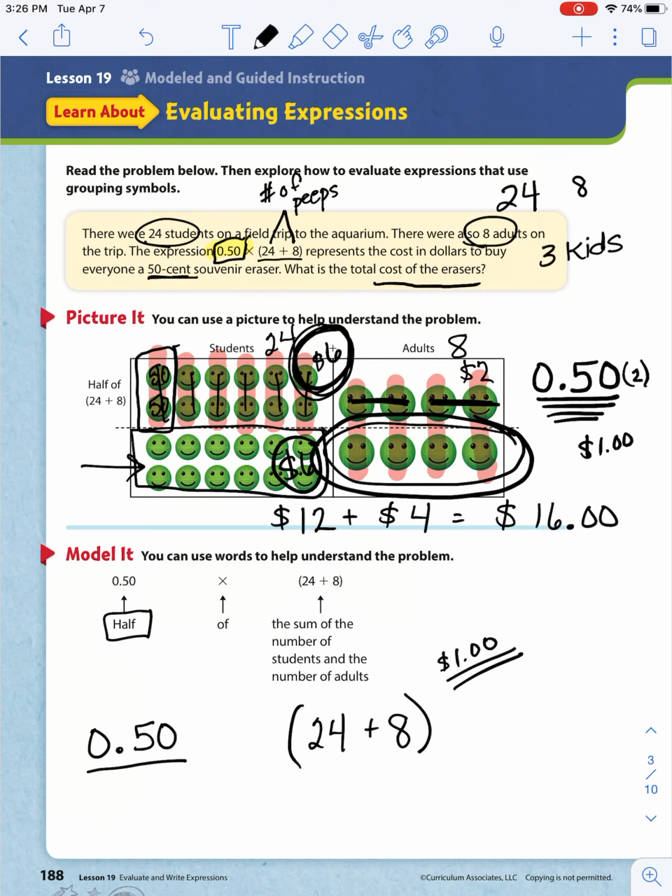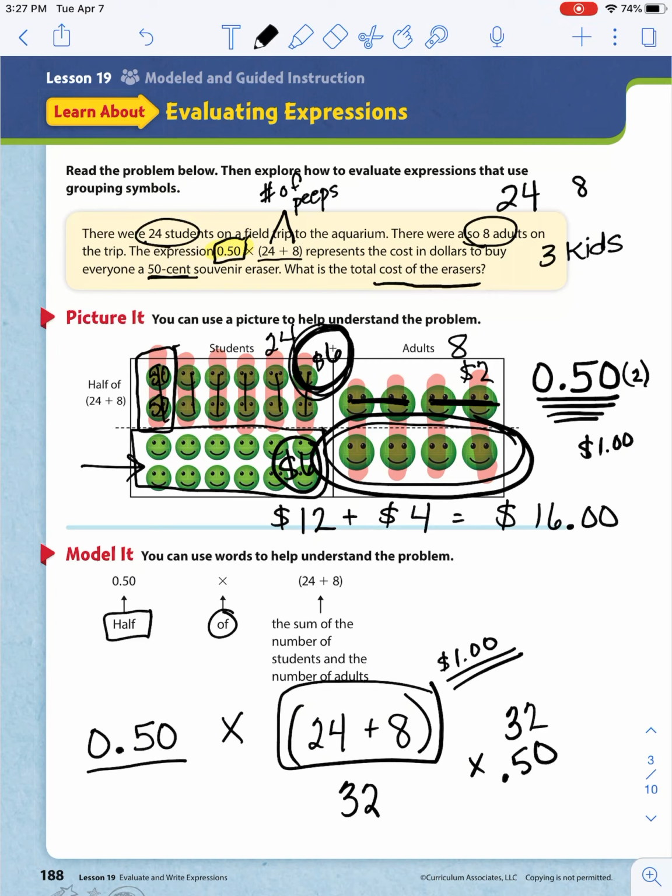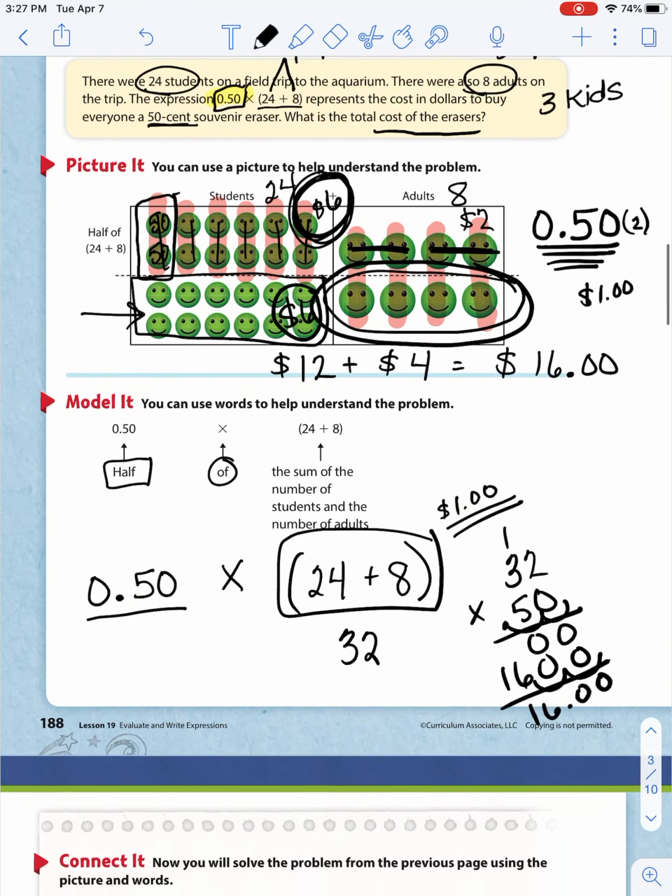So look what they did. They did 50 cents times, which is the cost, but you can also think of it as half, because 50 cents is half of this. Okay? So if we do 24 plus 8, we get 32. And then if we do 32 times 50, we get $16. Okay? All right, let's take a look at the next page.